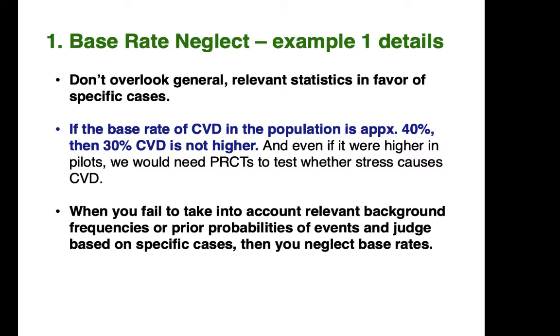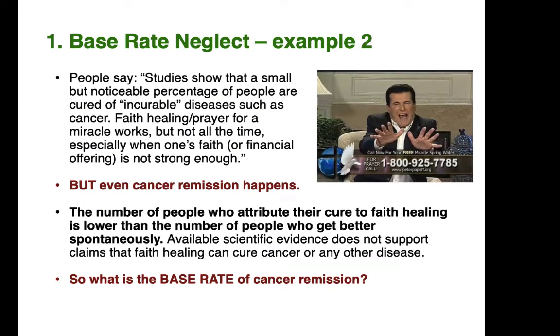When you fail to take into account relevant background frequencies or prior probabilities of events and judge based on specific cases, then you neglect base rates. People say studies show that a small but noticeable percentage of people are cured of incurable diseases such as cancer. Faith healing, prayer for a miracle works, but not all the time, especially when one's faith or financial offering is not strong enough.